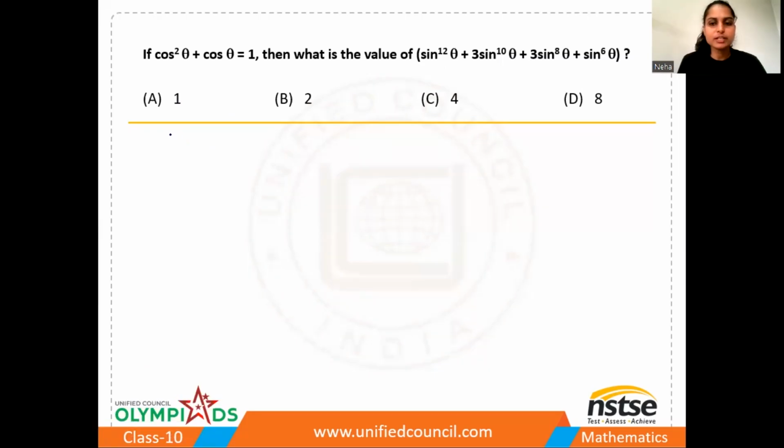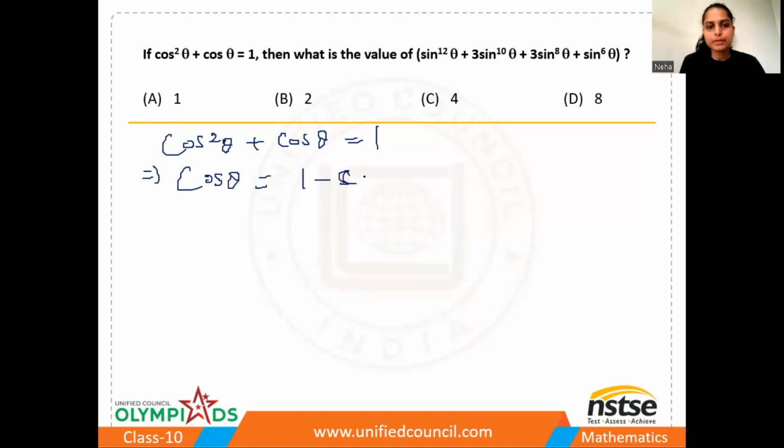The given equation is cos squared theta plus cos theta is equal to 1. This is my given equation. So here one thing I can say is that cos theta is equal to 1 minus cos squared theta, and 1 minus cos square theta is what, student? This is sin square theta. That is, sin square theta is equal to cos theta.